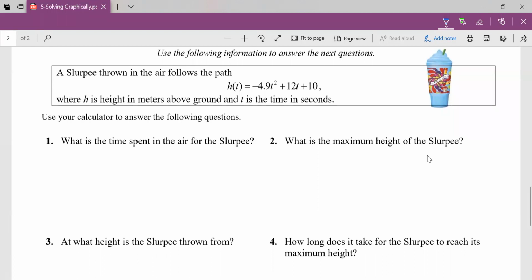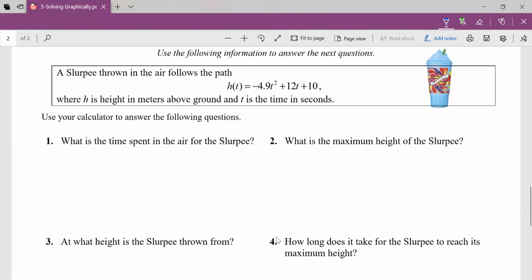So I've got a Slurpee, and I must not be happy because I'm going to take this thing, I'm going to launch it into the air, and it takes that path, negative 4.9 t squared plus 12t plus 10, where h is height in meters above ground and t is time in seconds that this Slurpee is in the air. Okay, we're using our calculator for all of this. Go grab your graphing calculator, and let's put this function in.